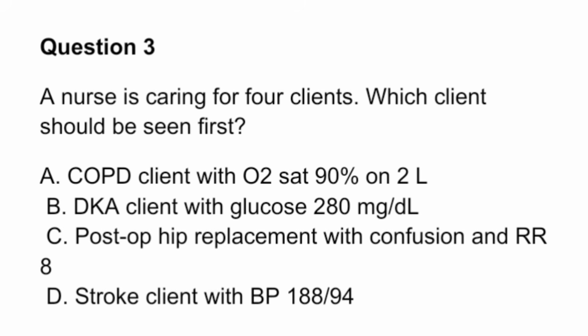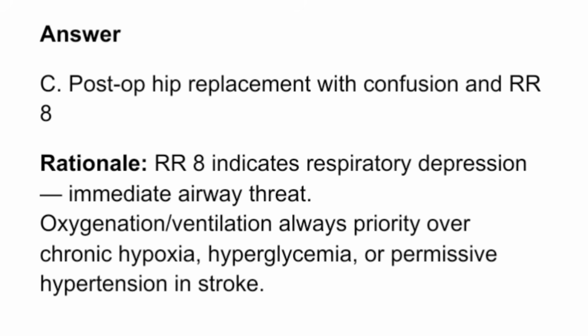Question 3. A nurse is caring for 4 clients. Which client should be seen first? A. COPD client with O2 sat 90% on 2 liters. B. DKA client with glucose 280 milligrams per deciliter. C. Post-op hip replacement with confusion and RR 8. D. Stroke client with BP 188/94. Answer: C. Post-op hip replacement with confusion and RR 8.